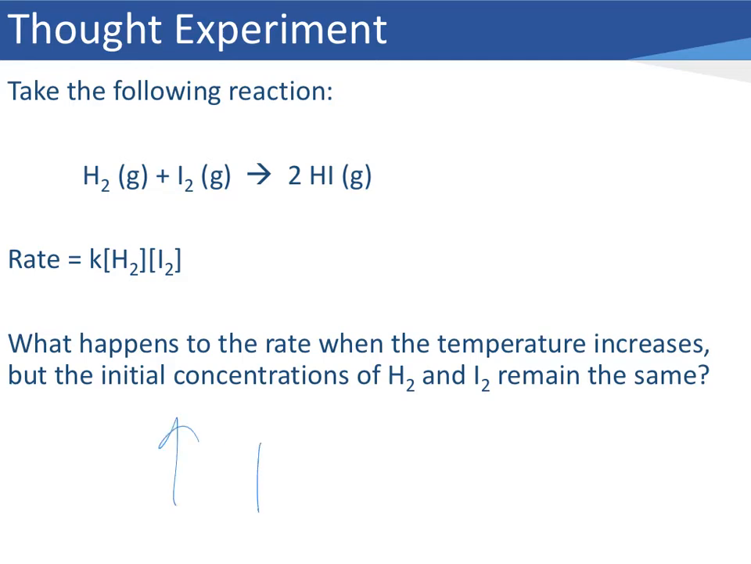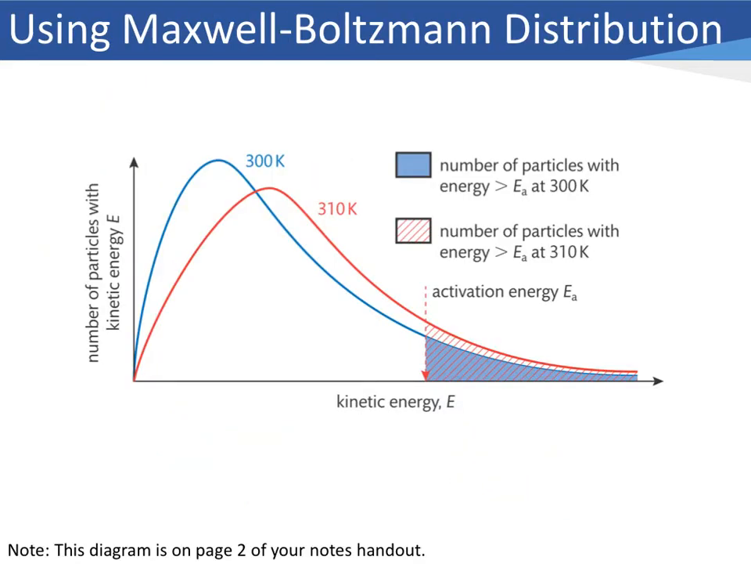Well, we should know that if I increase the temperature, I increase the rate. Partially because of that Maxwell-Boltzmann distribution curve. So if I look at the Maxwell-Boltzmann distribution curve at two different temperatures, at a higher temperature, a greater percentage of the particles have enough kinetic energy to overcome the activation energy barrier, and it increases the frequency of collisions because the particles are generally moving faster.